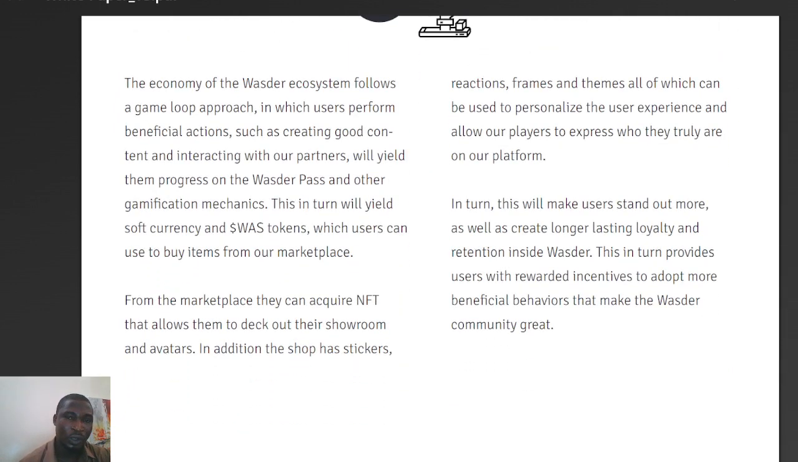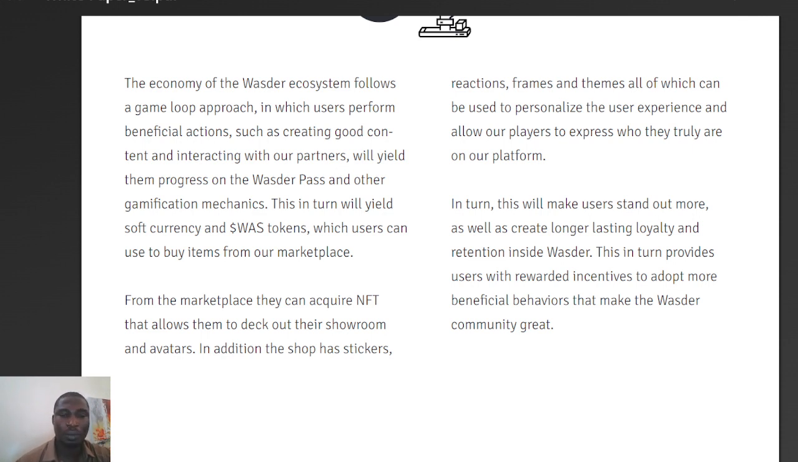Now, the Swada ecosystem follows the gaming loop approach, in which users perform beneficial actions such as creating good content and interacting with our partners, which aids their progress on the season pass, the Sword pass, and other gamification mechanisms. This in turn yields soft currency and also the token, and users can use it to buy items from the marketplace.